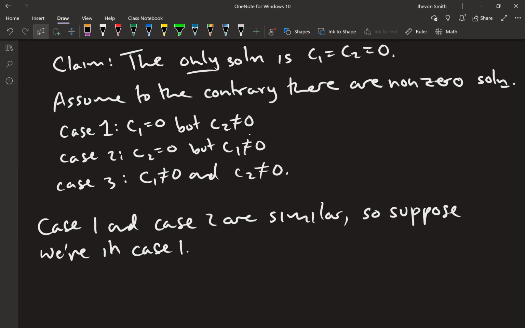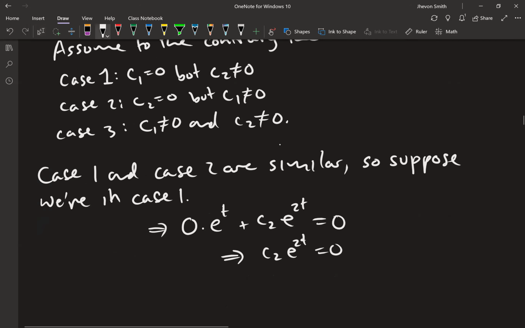So here I have c1 is 0, but c2 is not 0. This means 0 times e to the t plus c2 e to the 2t would be equal to 0. Well, this means that c2 e to the 2t equals 0. But what would that mean? Well, that means that your c2 has to be 0. I have a constant times an exponential equals 0. The exponential is never going to be 0, so the constant must be 0. And so I get a contradiction. Both must be 0.